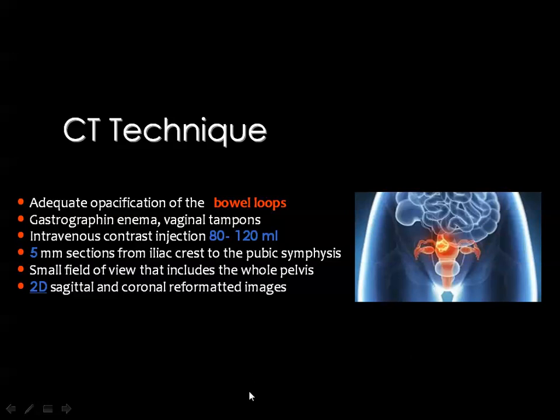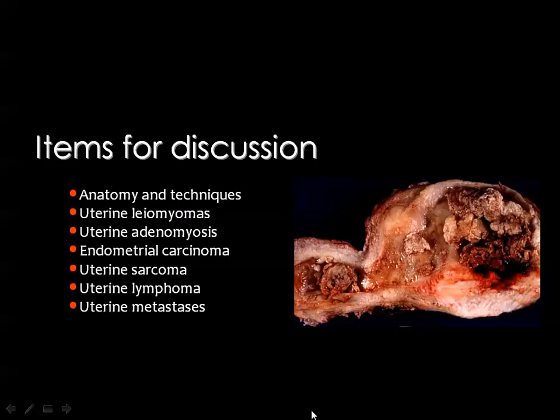should follow whenever we are going to have a CT scan of the pelvis. Number one is to ensure adequate opacification of the bowel loops by oral contrast material. Then many times we should have intravenous injection of contrast. And one of the good policies is to have the 2D sagittal and the coronal reformatted images.